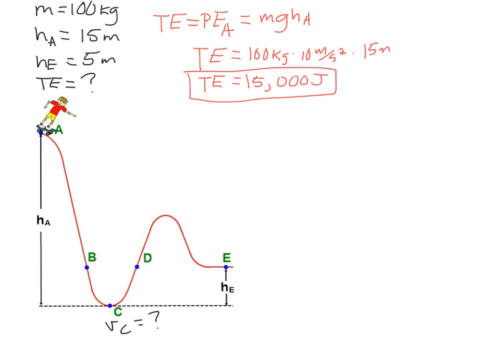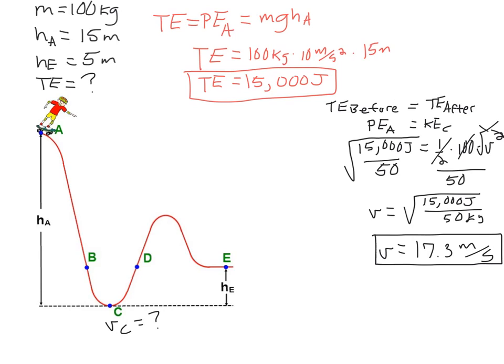In order to do this, we have to realize a couple things. One is that position C is actually our reference or our zero line, which means that all the gravitational potential energy at point A is going to be converted to all kinetic energy at point C, theoretically, as long as we didn't lose anything to thermal energy, and we would tell you that in the problem if you did. So next I'm going to set up the total energy before being equal to the total energy after, and know that it's all in potential at point A, and it's all in kinetic at point C. And since we already know the potential at A, that's 15,000 joules, we can just set that equal to 1/2 mv squared and solve for V. So the velocity is 17.3 meters per second at point C.